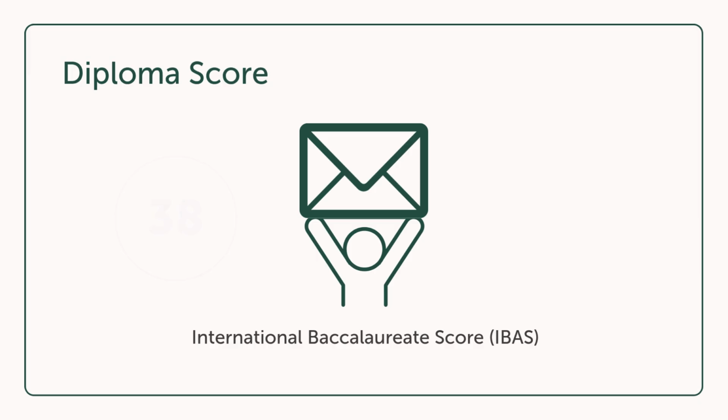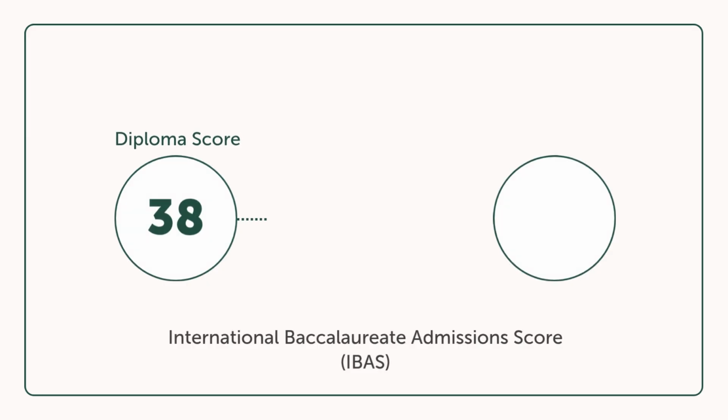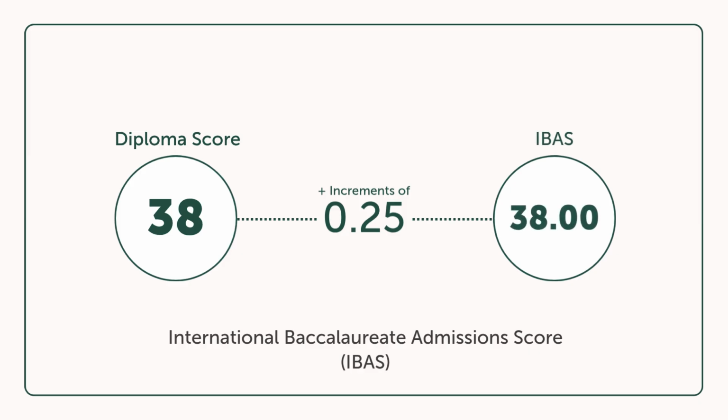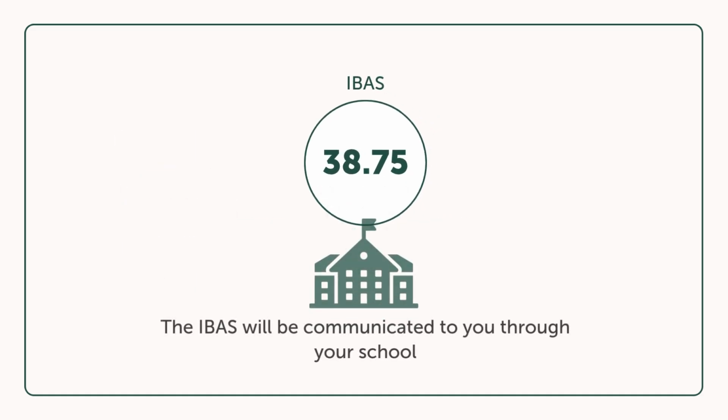The IBAS will start with the same whole number as your diploma score. We simply add increments of 0.25. For example, if you get a diploma score of 38, then your IBAS would either be 38.00, 38.25, 38.5, or 38.75. This accounts for your average performance within each band of subject results. The IBAS will be communicated to you through your school, even if you don't have a SATAC application.